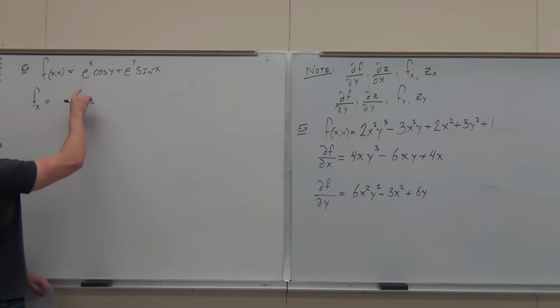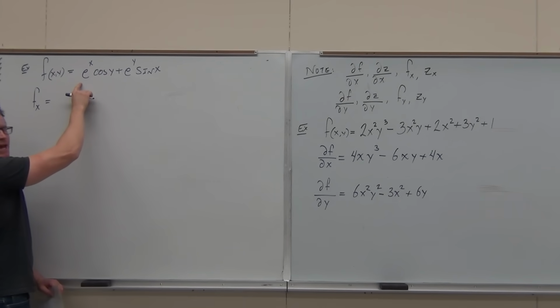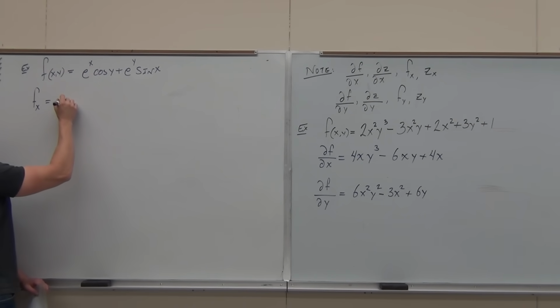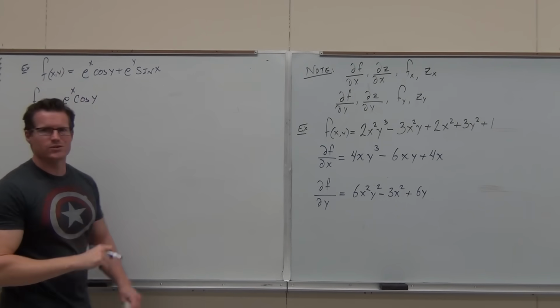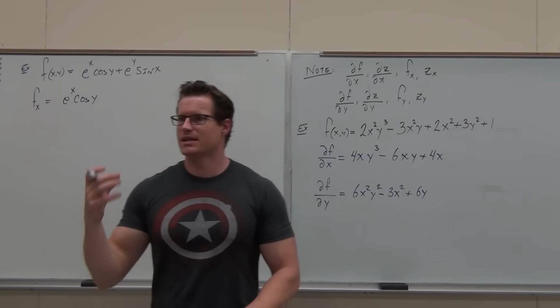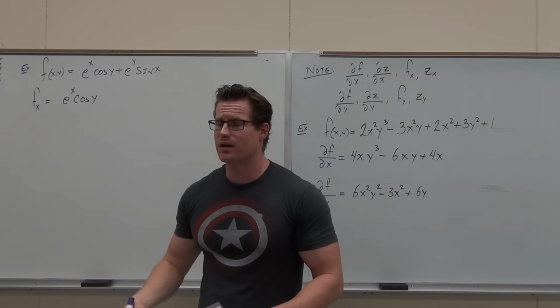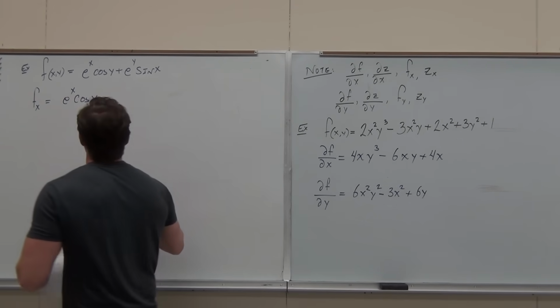So let's do it. If I'm differentiating with respect to x, and x is my independent variable, what variable is held constant? Do I need a product rule? No. What's the derivative of e to the x? Cosine y. Don't do sine. Don't do that to me. Because that's cosine of a constant. It's like cosine pi. Whatever. Well, it's not, but it is.